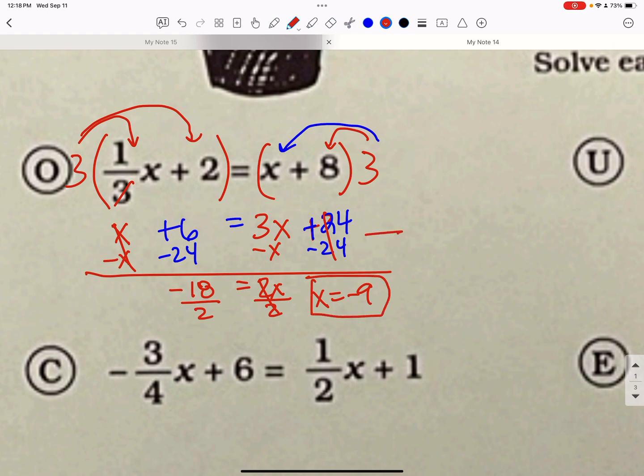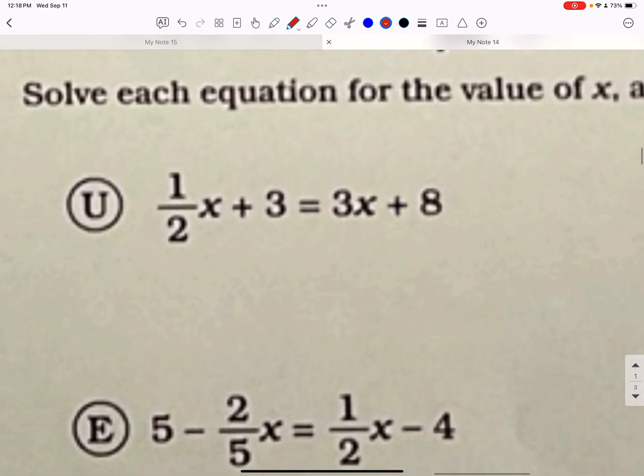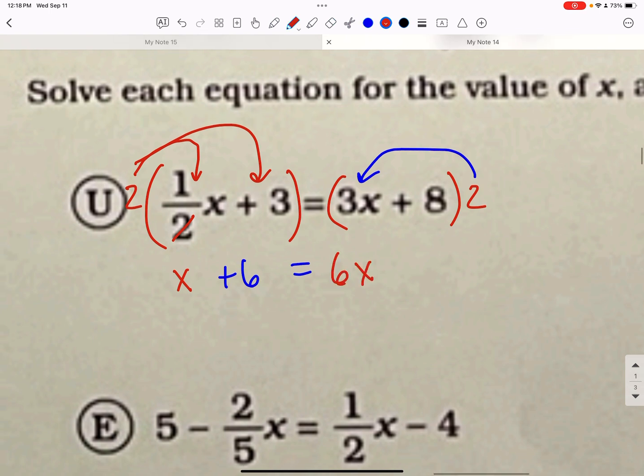So I expect you guys to be able to do this pretty easily, but we're just focusing on the 3. So I'm just going to get through the top part of this. I'm going to multiply by 2 to get rid of the bottom 2, multiply by 2 to get rid of the bottom 2. So this cancels out, leaves me with just x plus 6 equals 6x plus 16. Okay.